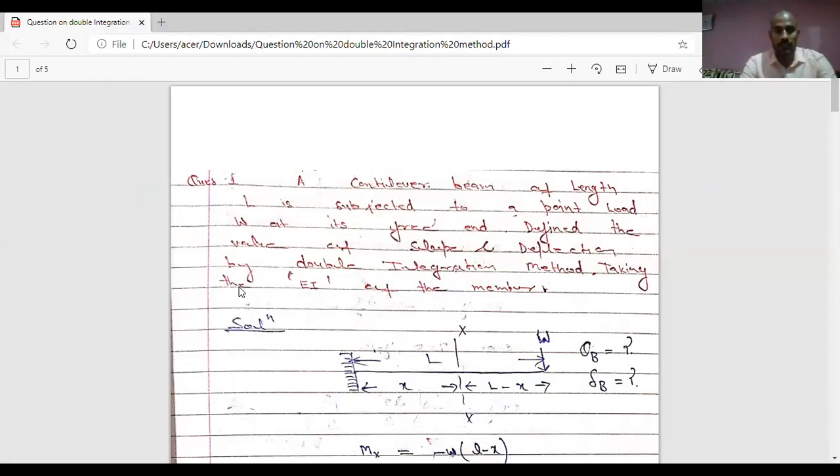Here the question is: a cantilever beam of length L is subjected to a point load W at its free end. Find the value of slope and deflection by the double integration method, taking EI of the member constant. This is the beam. At the end of the beam, we apply a load W as per our statement. Here the length is L.